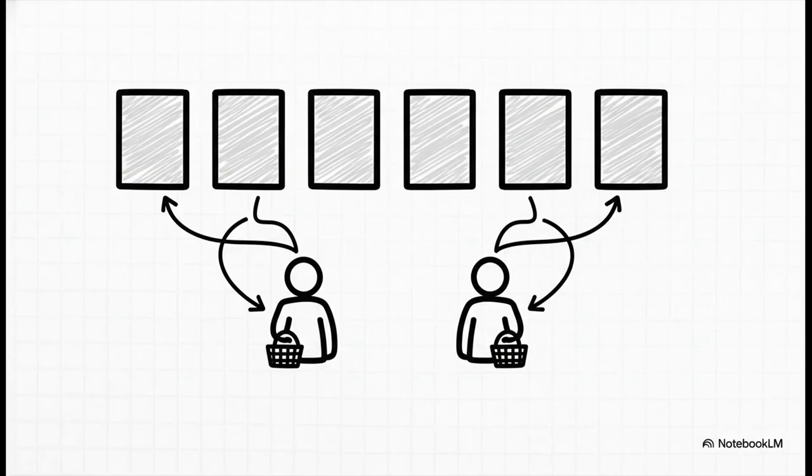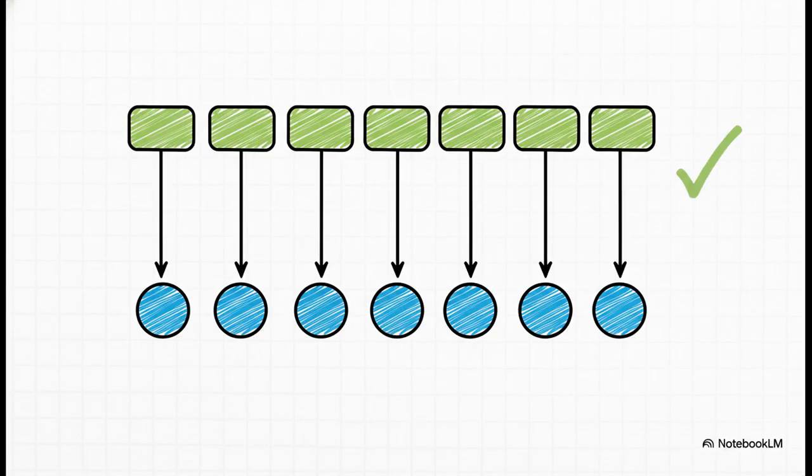Okay, so let's walk through a few scenarios. What happens if you have fewer consumers than partitions? Like here, 6 partitions, but only 2 consumers. Is that a problem? Not at all. It works just fine. Kafka just divvies up the work, so each consumer is now responsible for 3 of those partitions. Easy enough.